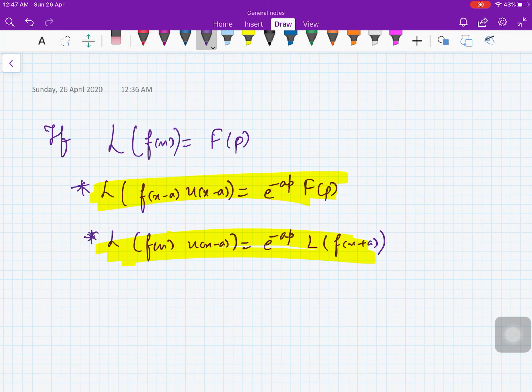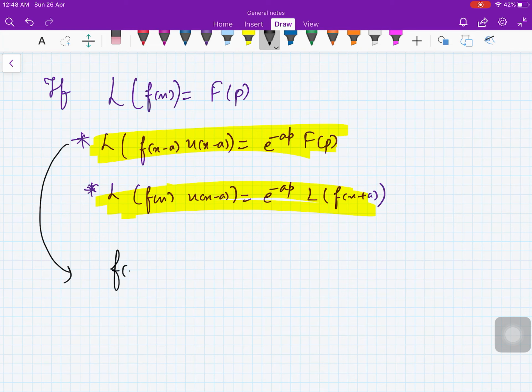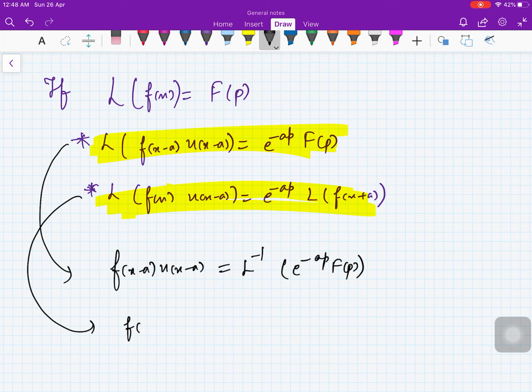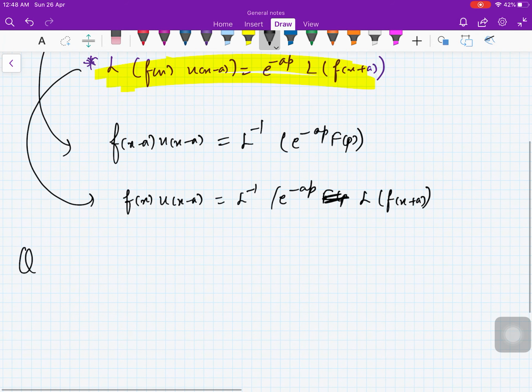Okay, so now we have seen how we can use this to find the Laplace transform. Now we will see how we can use this to find the Laplace inverse transform. If you write the equivalent forms for Laplace inverse, you will get that f of x minus a into u of x minus a is Laplace inverse of e raised to minus ap F of p. Or the equivalent statement: f of x u of x minus a is L inverse of e raised to minus ap F of p. Let us not give it a name, right? Now let us see how we can use it in the questions.